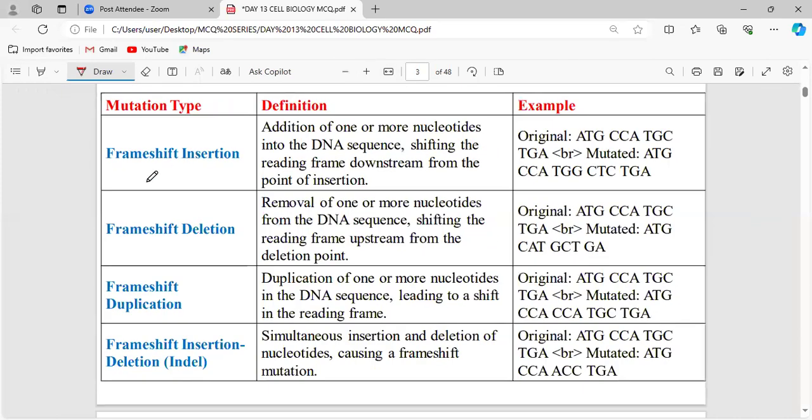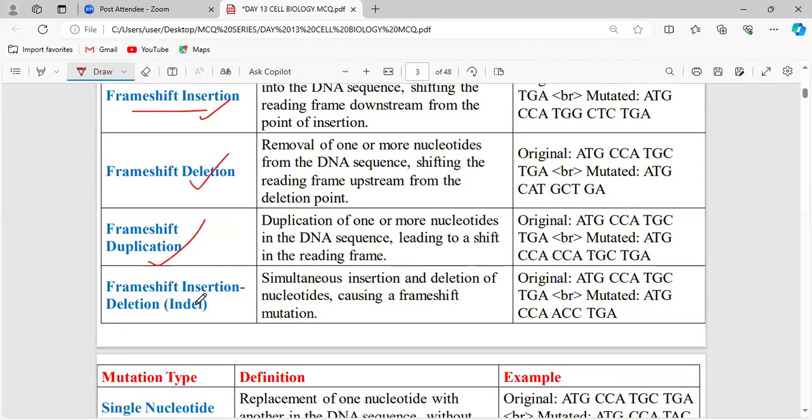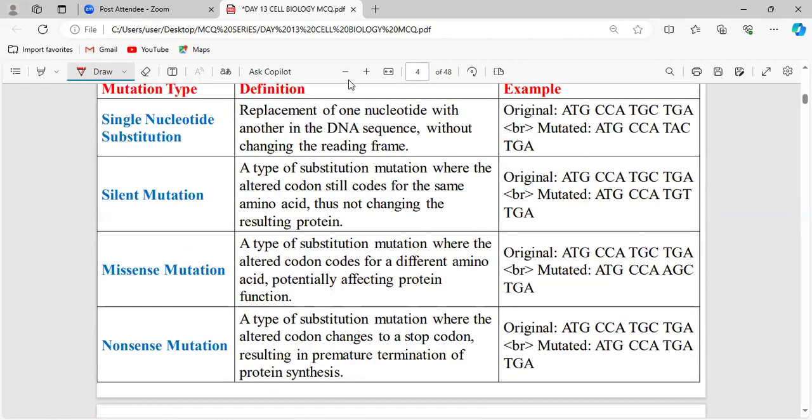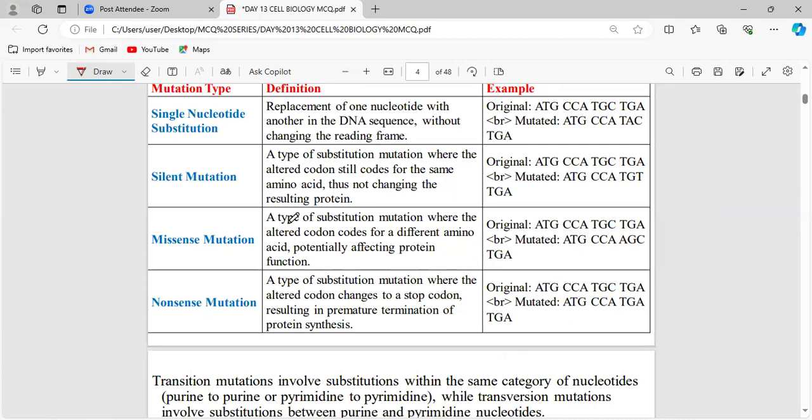So, once again, what does frame shift mutation mean? If a deletion happens, or any addition or insertion of nucleotides, then the entire frame will get mutated and modified. Only then do we call it frame shift mutation. Here we have frame shift insertion, frame shift deletion, frame shift duplication, and frame shift insertion and deletion. Based on substitution type, in substitution mutation we have different types of mutation. In single nucleotide substitution, only one nucleotide is replaced by another nucleotide.